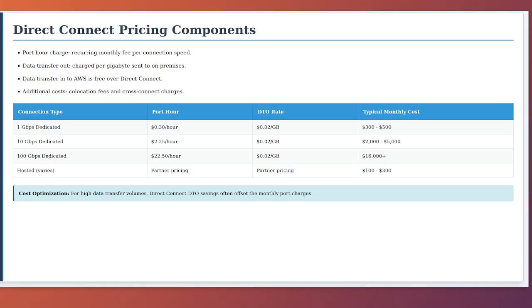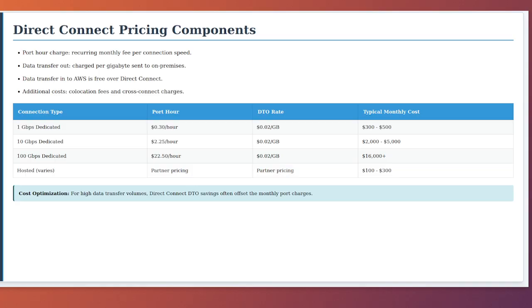The second cost component is data transfer out, commonly called DTO. This is the charge for data that you send from AWS to your on-premises network through the Direct Connect connection. The rates for Direct Connect DTO are typically lower than internet-based data transfer rates. For example, Direct Connect DTO might be 2 cents per gigabyte, while Internet DTO might be 9 cents per gigabyte. If you are transferring large amounts of data regularly, the savings on DTO can offset the port hour charges.